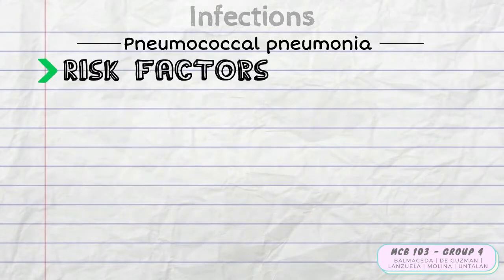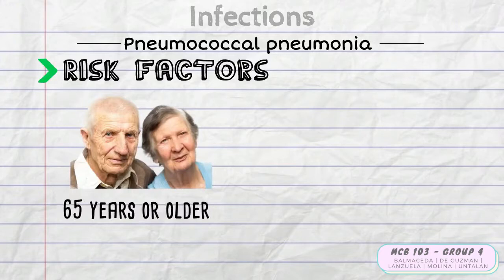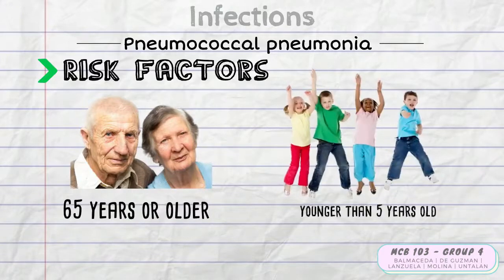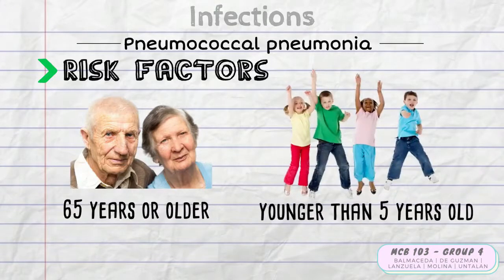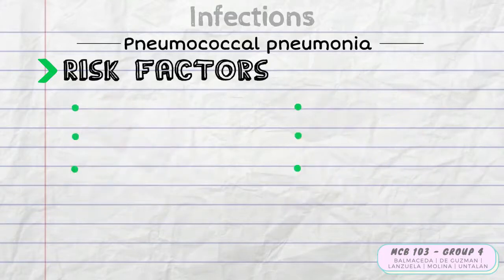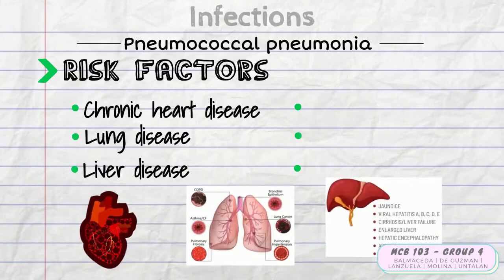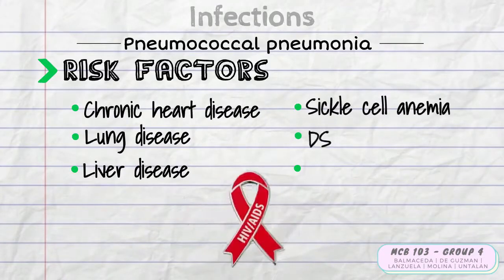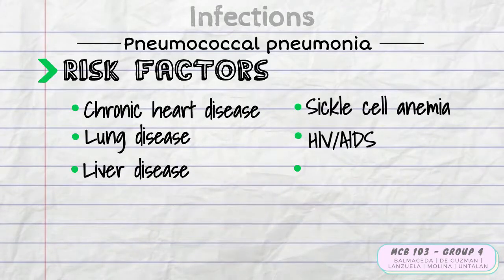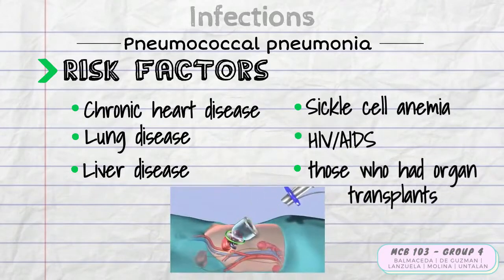Pneumococcal pneumonia is common in adults aged 65 years or older, and also among children younger than 5 years old. Aside from age, individuals with heart, lung, or liver diseases, sickle cell anemia, HIV or AIDS, and any disease that weakens their immune system, and those who had organ transplants are at risk of acquiring pneumococcal pneumonia.